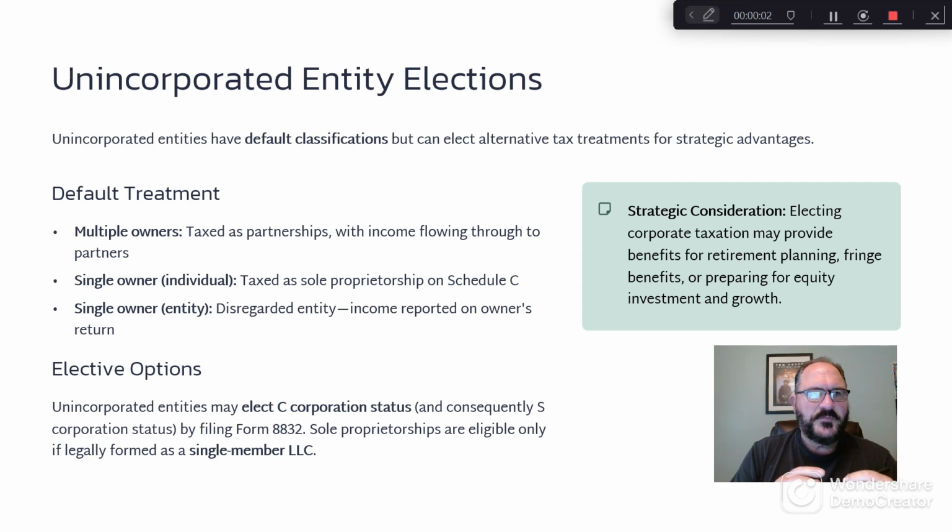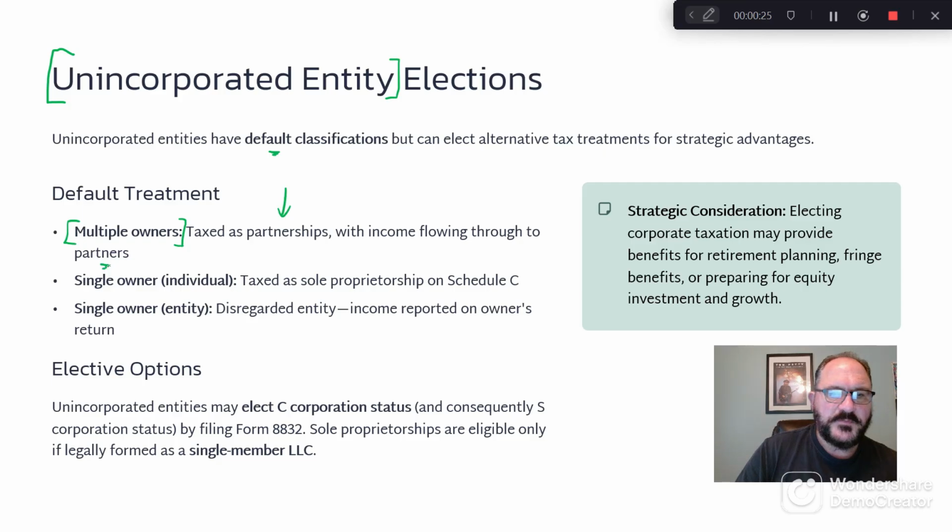All right, folks. What happens if you have an unincorporated entity? The default, if you have an unincorporated entity, these are the defaults below. If you have multiple owners, you're taxed as a partnership. So the income goes individually to the partners.